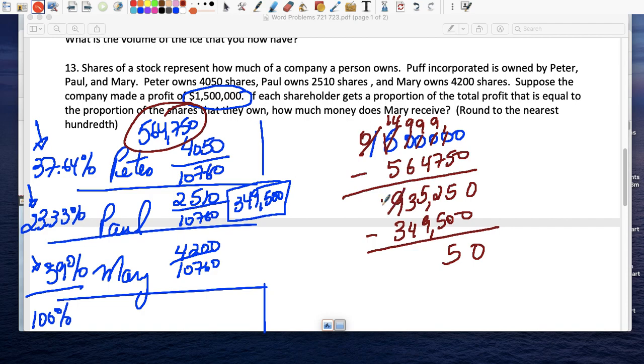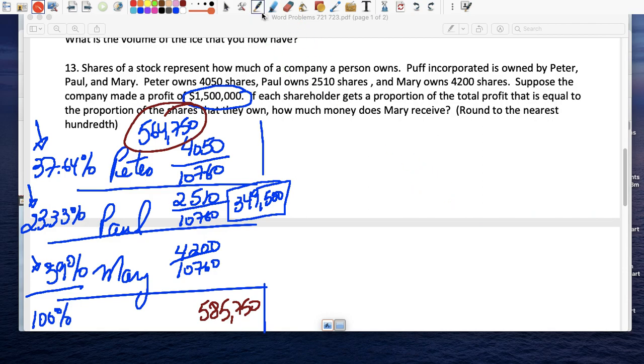Let's do some borrowing. So this becomes 8. This becomes 12. This becomes 14, and this becomes 12. 12 minus 5 is 7. 14 minus 9 is 5. 12 minus 4 is 8. And 8 minus 3 is 5. So Mary makes $585,750. There.